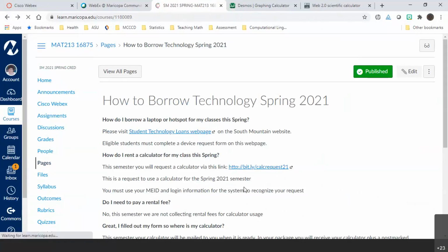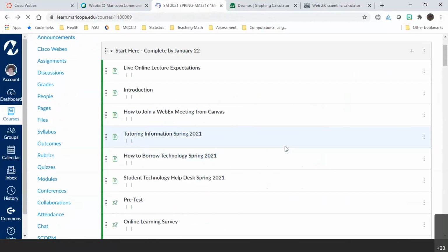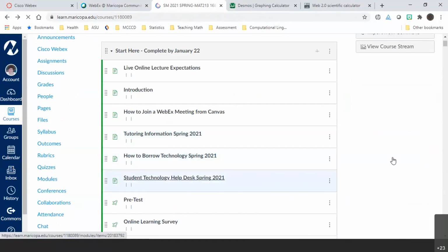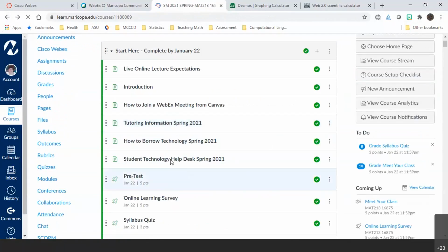So we're not tied to the TI-84, but if you're comfortable with it, you've used it before, this is where you go to rent one. We have a student technology help desk this semester. It started in the late fall last semester. This is where you would go if you have technology questions. Again, I can try to troubleshoot them for you to start with, but if I'm not able to fix them, if you have problems logging into Canvas or something's not working with your laptop, anything like that, feel free to reach out to these folks here.